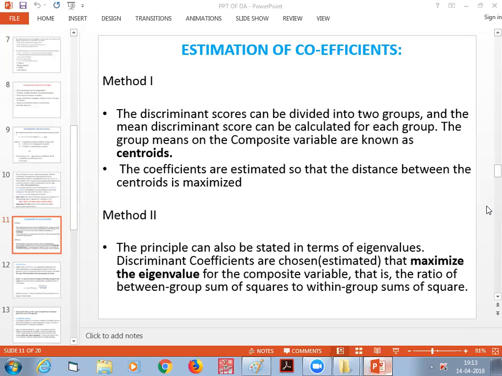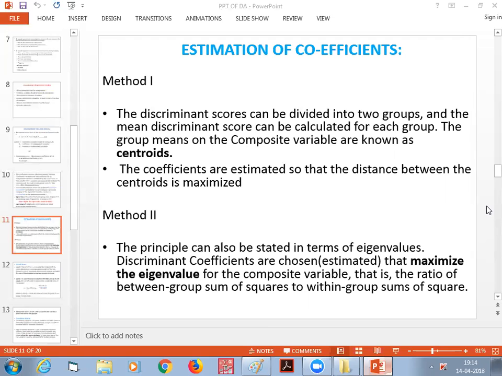So the second method is what? The principle can also be stated in terms of eigenvalues. We already understood just now what the eigenvalue is. Discriminant coefficients are chosen. That means discriminant coefficients, immediately B0, B1, B2, etc. should come to mind, estimated so as to maximize the eigenvalue of the composite variable. So what is the eigenvalue? The ratio of the between-group sum of squares to the within-group sum of squares. That value has to be maximized. So that is the method here.